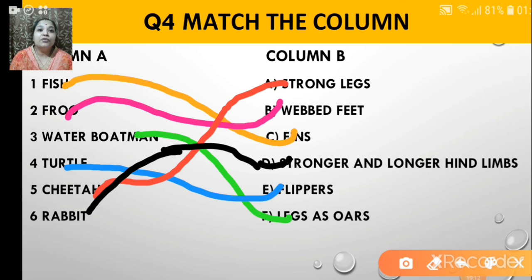So children, today we discussed how different animals move on land, in water, and how the birds and a few insects fly. So we are going to end this session here.